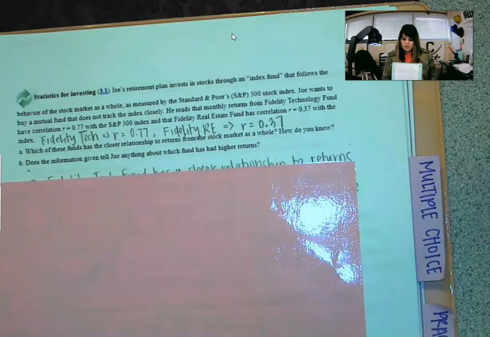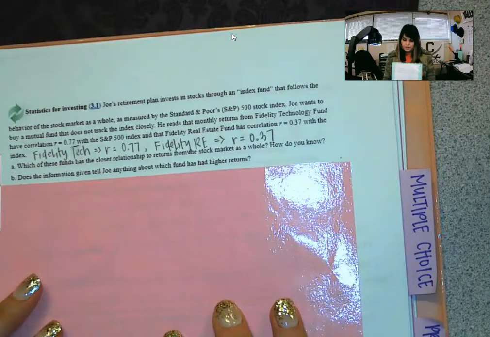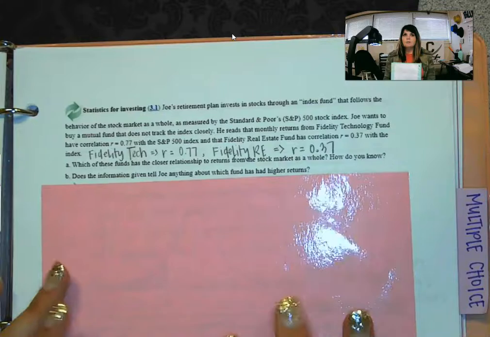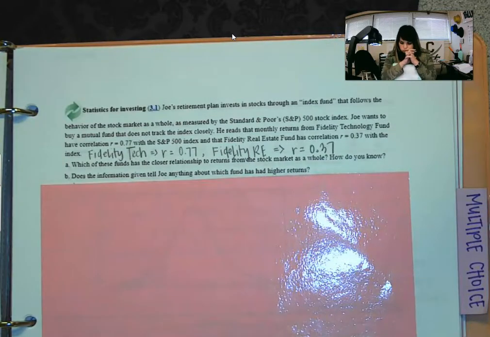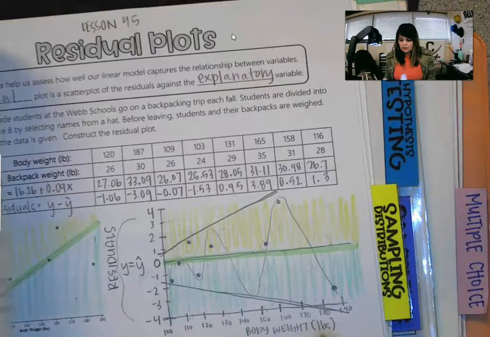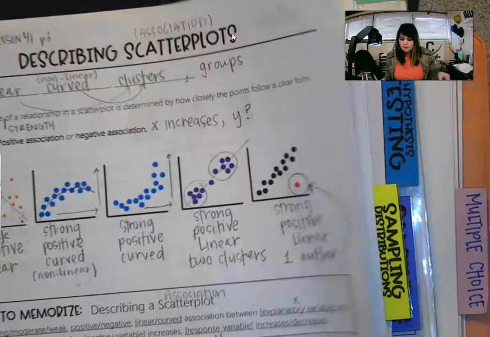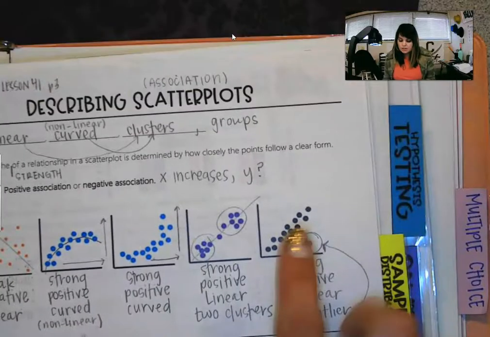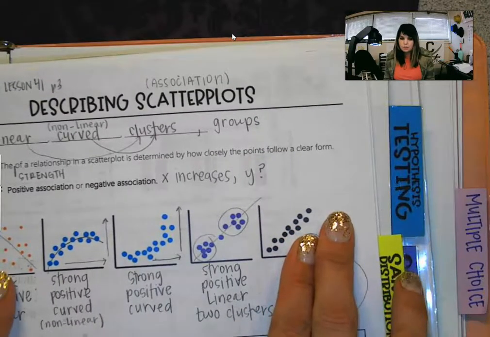Okay, this one, which one of these funds has a closer relationship to the returns from the stock market? So remember, closer relationship means which one of these will have points that is closest to the regression line. So if I go into scatter plots and I look at my first set of notes about describing scatter plots, I want you to notice the difference between a strong relationship and a weak relationship.